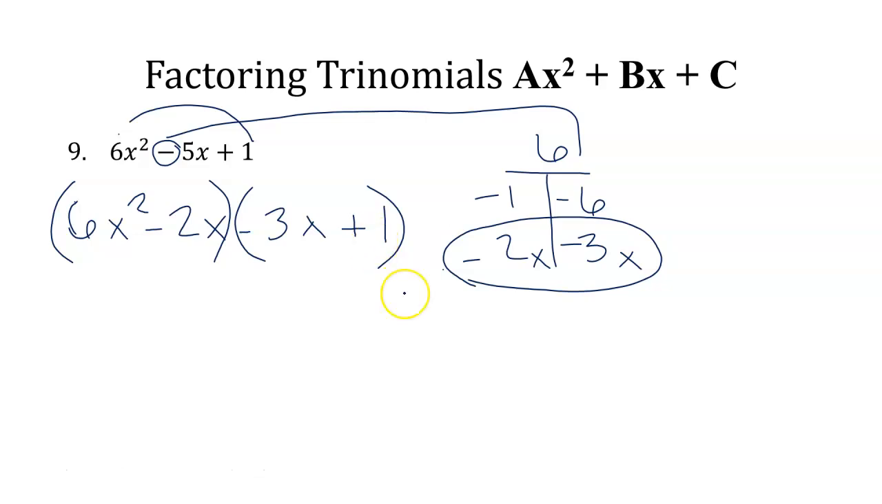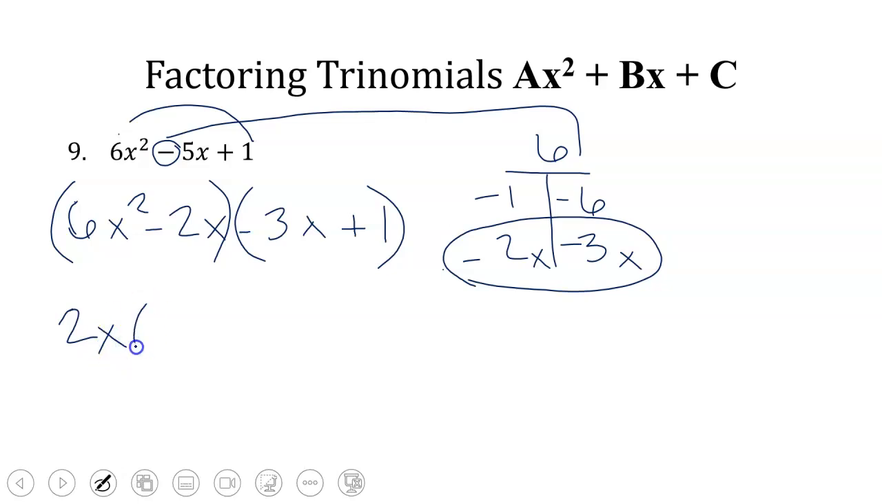6 and 2, what is the highest number that can go into both? 2. Do they both have x? Yes, they do. So 2x is our GCF of the first group, so divide it from the first group. 6 divided by 2 is 3. Subtract your x's. 2 minus 1 is an x. Negative 2 divided by 2 is negative 1. Bring down your middle sign.